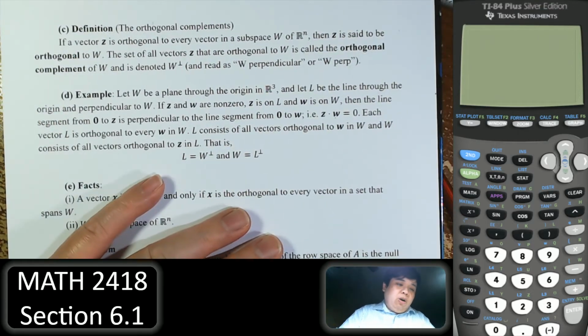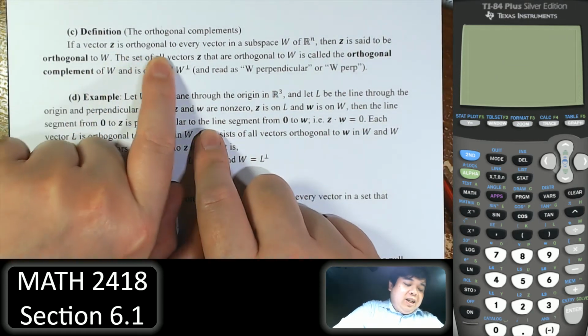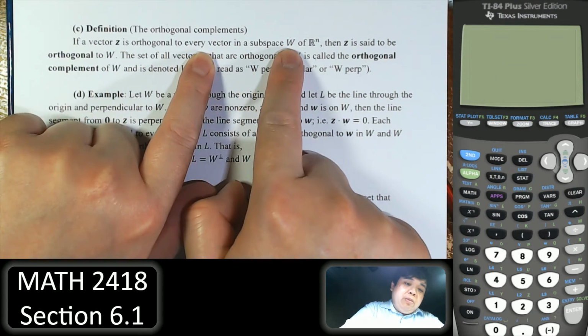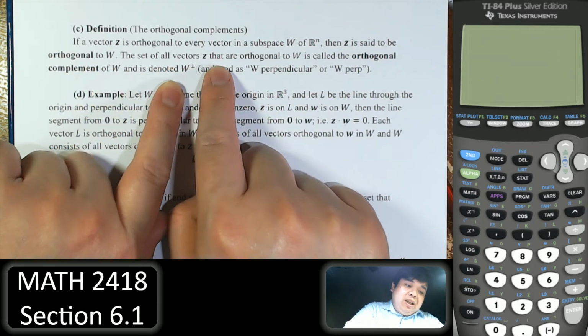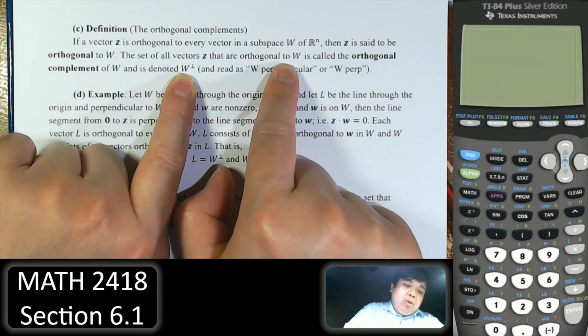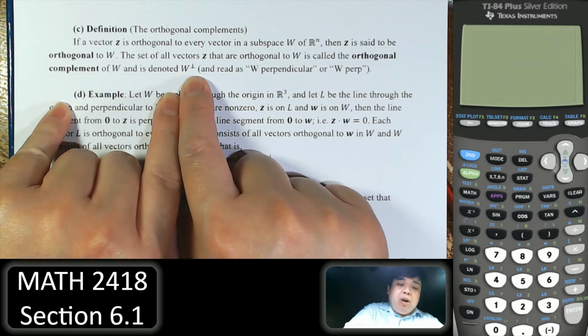Definition: orthogonal complements. If vector z is orthogonal to every vector in W, then z is said to be orthogonal to W. The set of all z that are orthogonal to W is called the orthogonal complement of W and is denoted by W perpendicular, or W perp.